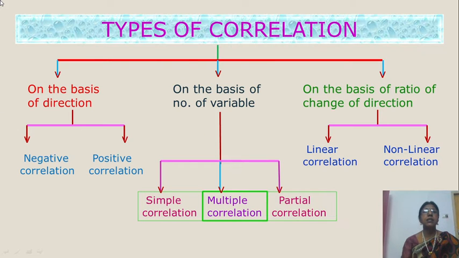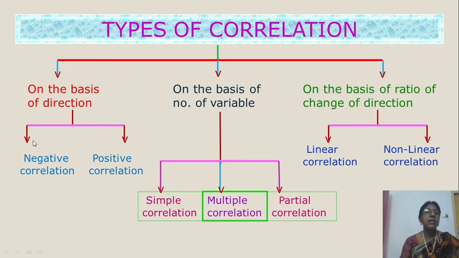Types of correlation. These types are based on three main concepts: on basis of direction, on basis of number of variables, and on basis of the ratio of change. On basis of direction there are two types, negative correlation and positive correlation. On basis of number of variables, simple correlation, multiple correlation and partial correlation. Then on basis of ratio of change, there are two types, linear and non-linear correlations.